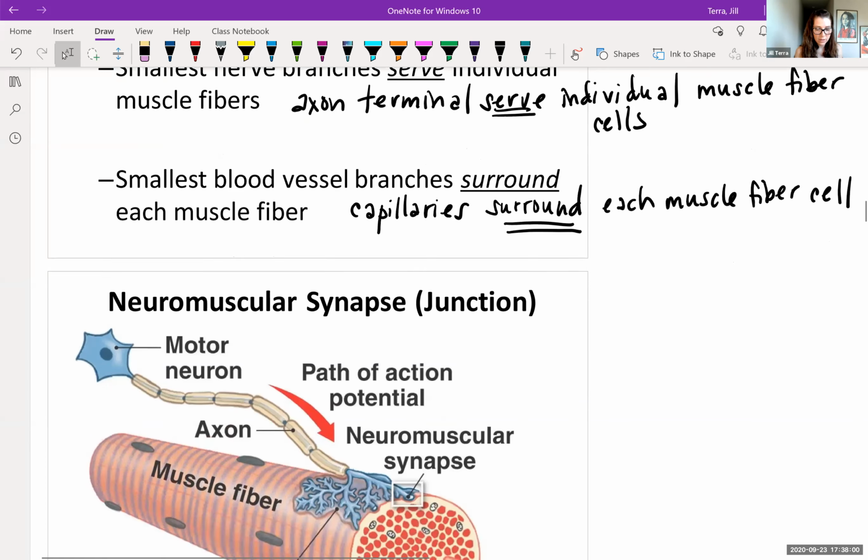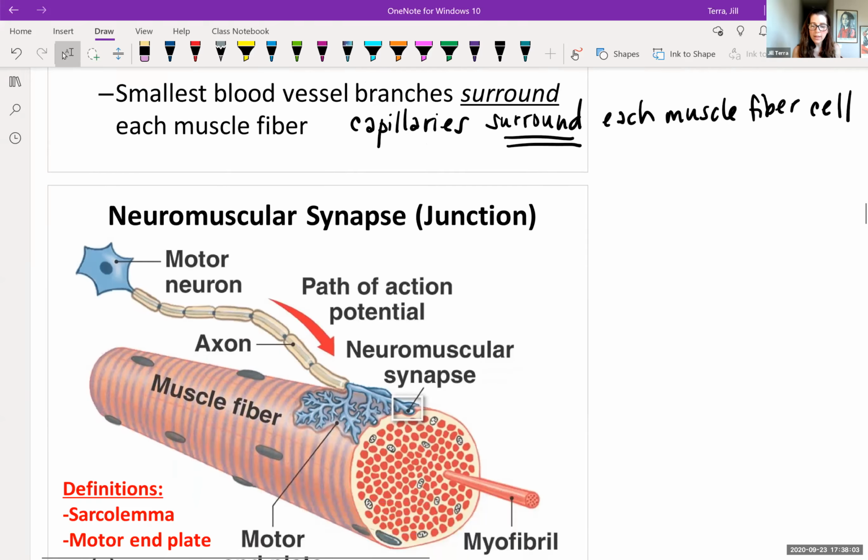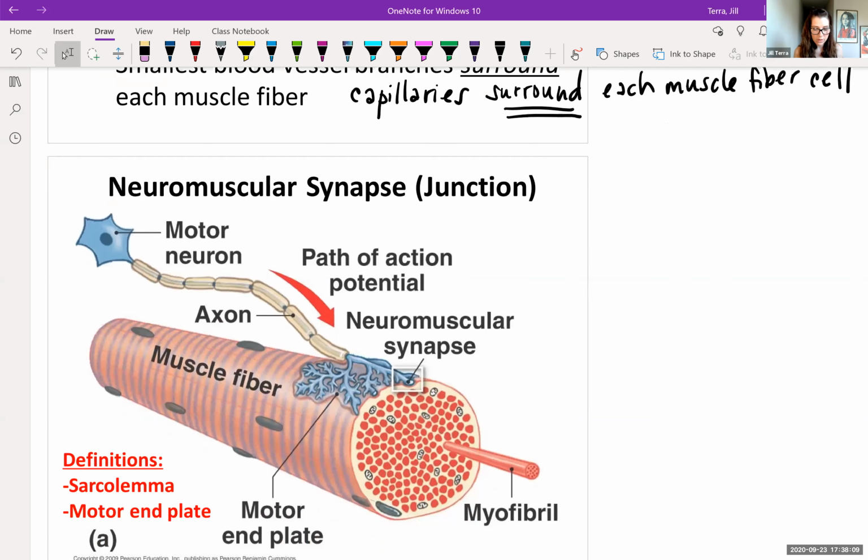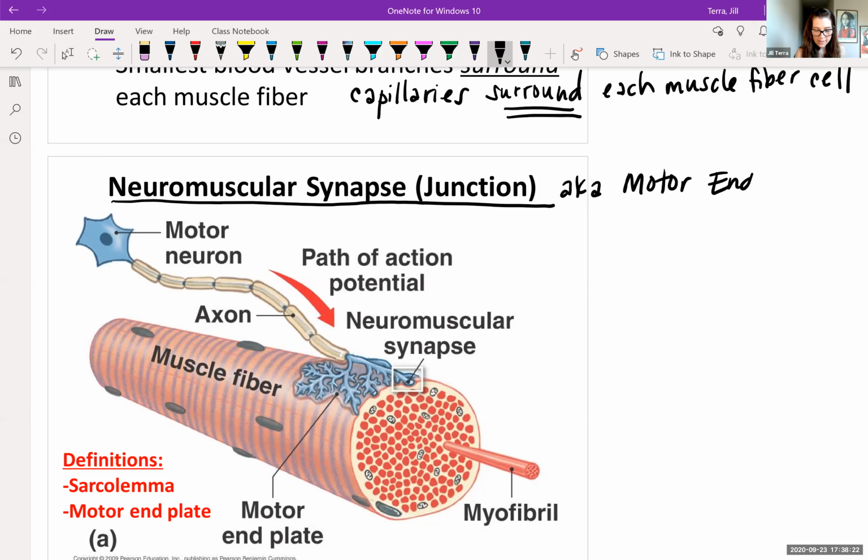With skeletal muscle tissue, there is a place where our nervous system meets up with our muscular system, with our skeletal muscles. And this is called the neuromuscular synapse, also called the neuromuscular junction, and it's also called the motor end plate. I'm sorry, there are so many names for this thing, but all of these names mean the same exact thing, okay? And so that's what we're looking at.